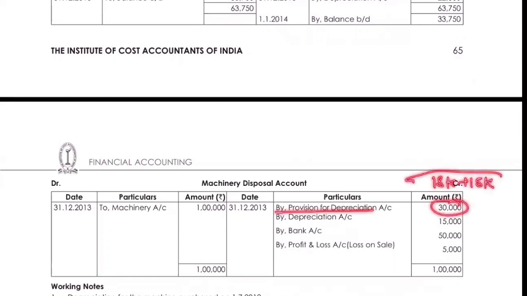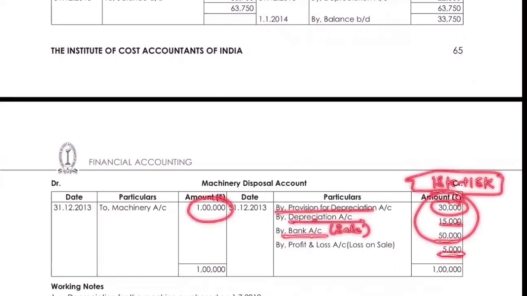Correct. And in the year of sale, again, it has been used for the whole year. So 15% again. Okay. And the bank account is nothing but the sale entry, 50,000. Okay. Now tally this 1 lakh plus this, we'll find that they are incurring a loss of 5,000. So that is shown in the machinery disposal account.